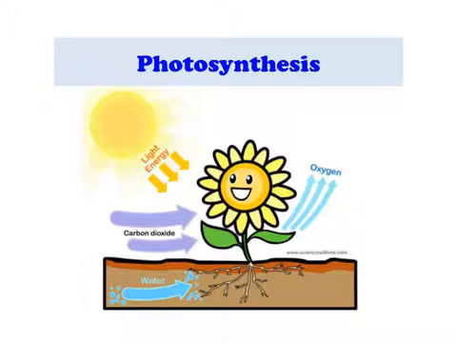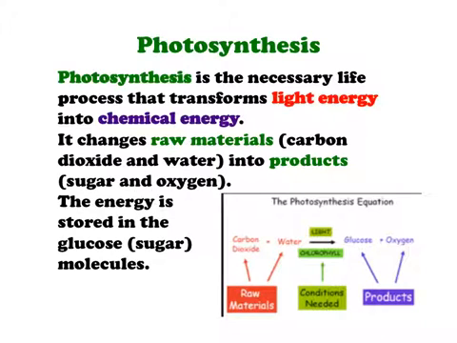So the whole reason for photosynthesis is to make energy. So we're converting that light or radiant energy into glucose or food for the plant. Here's the chemical equation for photosynthesis. So every life process of every organism starts with plants. So photosynthesis is a necessary life process, and it takes that light energy and it turns it into chemical energy.